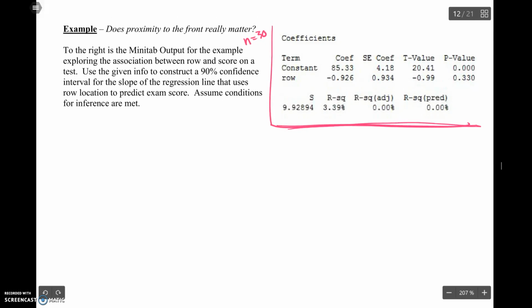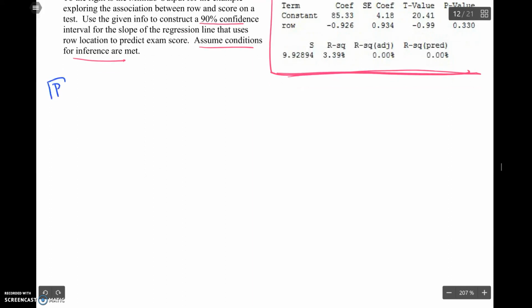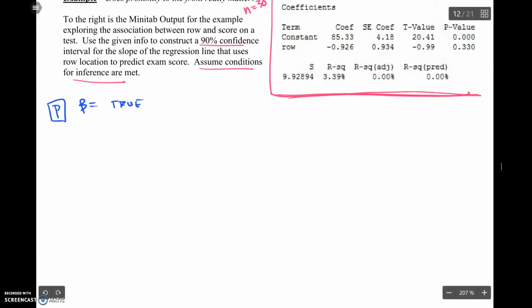Use the given information to construct a 90% confidence interval for the slope of the regression line that uses row location to predict exam score. Assume the conditions are met. We actually checked the conditions earlier, so we don't have to check it again. So we're going to run a PANIC. P: beta equals the true, I want to say population slope, but this is an experiment, so the true slope of the least squares regression line that uses row to predict score.